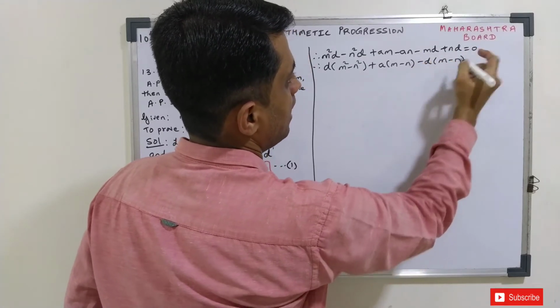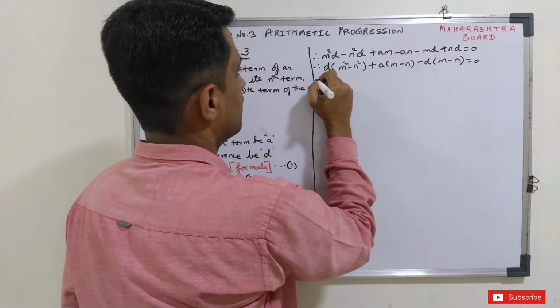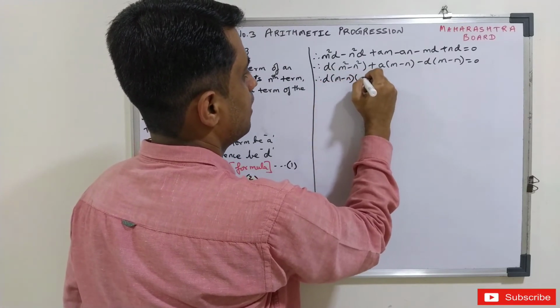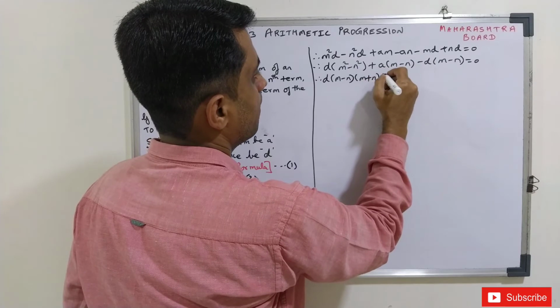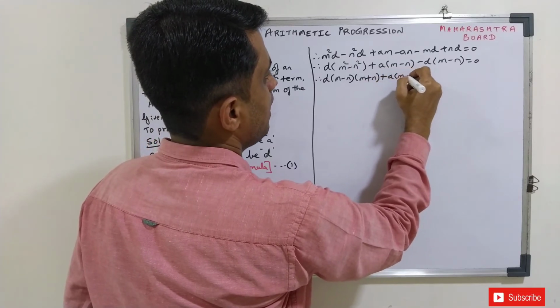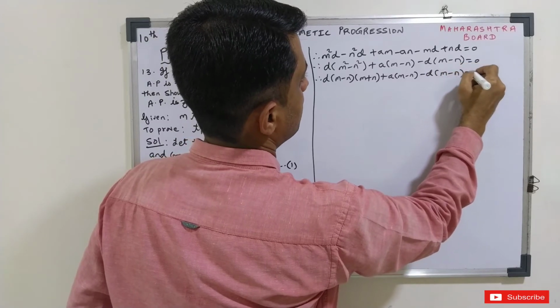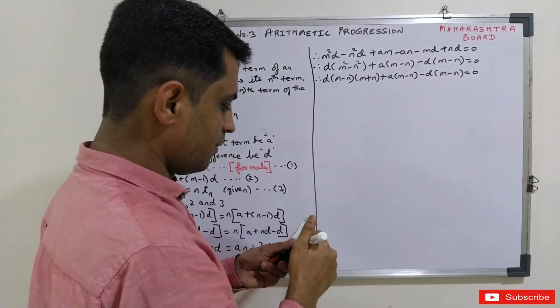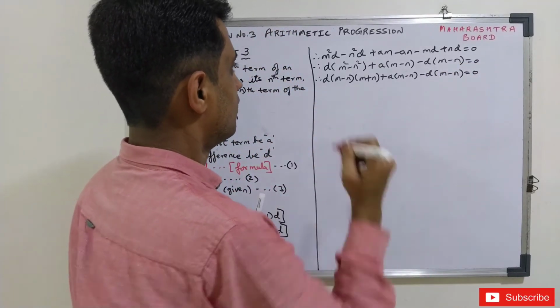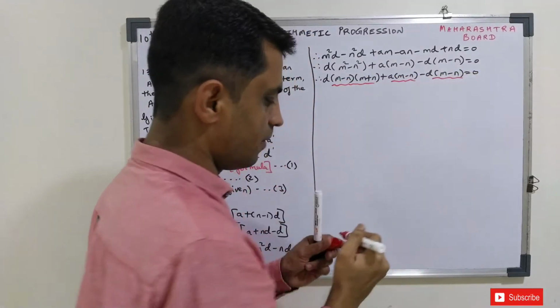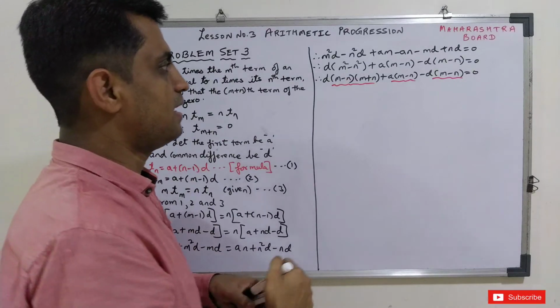बाहर माइनस निकाला, अंदर का साइन चेंज. Now this will fit in the formula of what? M minus N, M plus N, plus A, M minus N, minus D, M minus N. Now take out common. From where? From this term and this term. What is common here? M minus N.